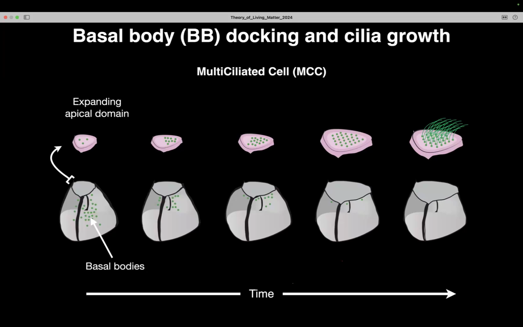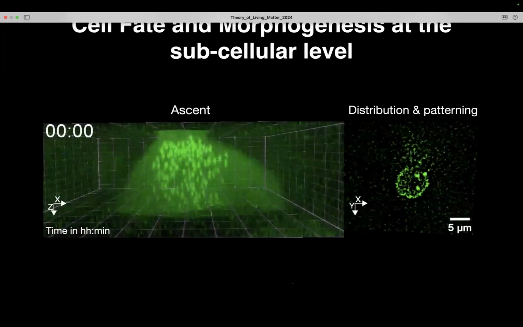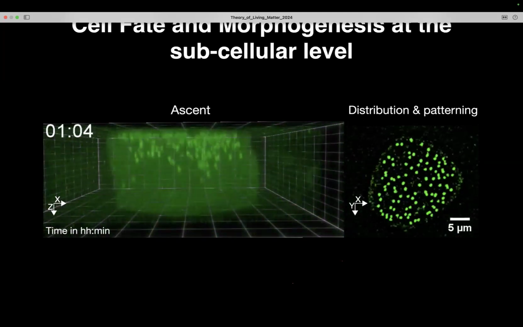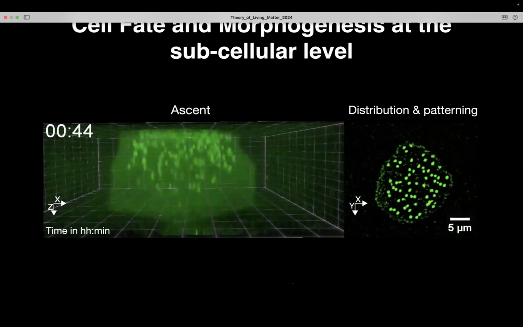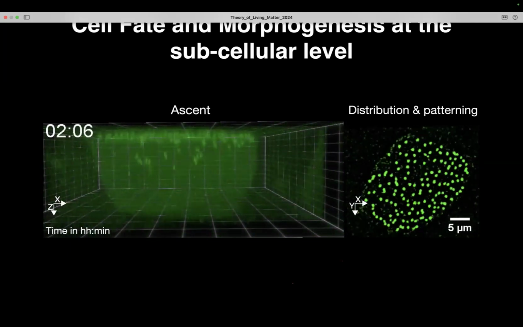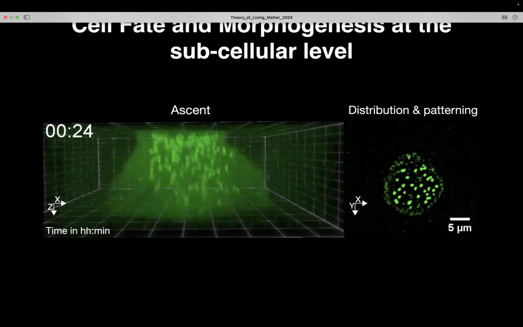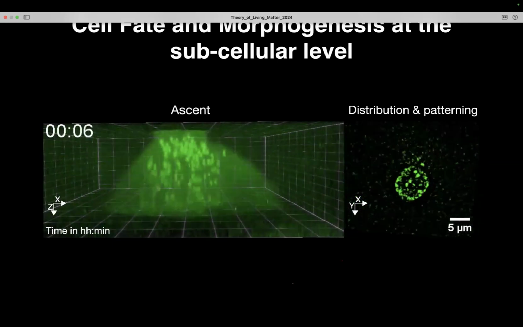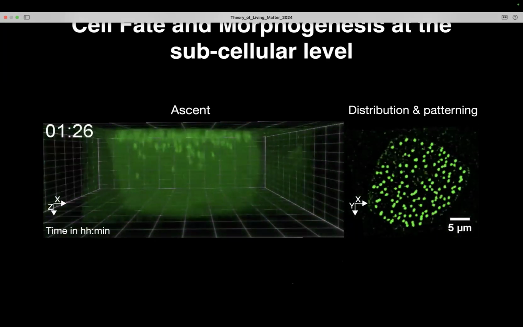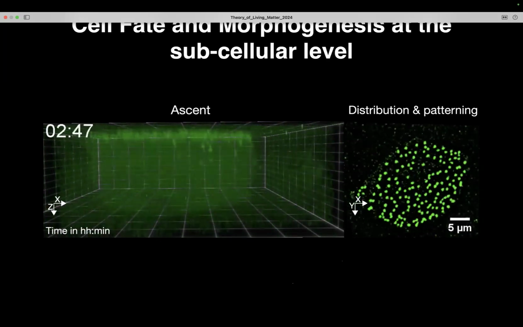So here we have basically two processes. On the one hand side, we have the dynamics of basal bodies. On the other hand side, we have the expansion of the apical domain. To illustrate experimentally how it looks, this is how the process looks in fluorescent images. Again, on the left-hand side, we see basal body dynamics looking at the side of the multiciliated cell progenitor. And on the right-hand side, we only see the expansion of the apical domain.